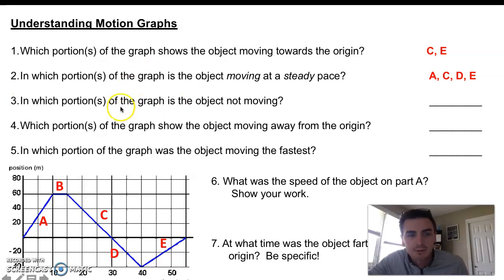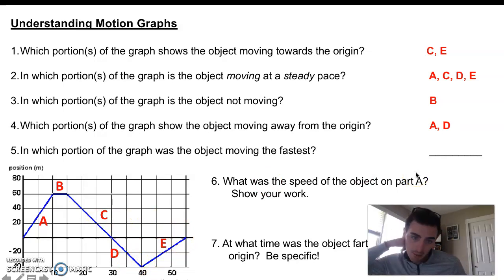Now that just leads us into number 3. In which portion of the graph is the object not moving? The only time that its position isn't changing is part B. That flat curve means it's staying the same. Number 4 says, which portion of the graph shows the object moving away from the origin? So this is the exact opposite of what we talked about earlier. On part A, they are walking away from our starting point. On part D, here they've reached our origin and then they keep walking past it, meaning that they're moving away from the origin until they turn around back here. So that would be part A and part D.